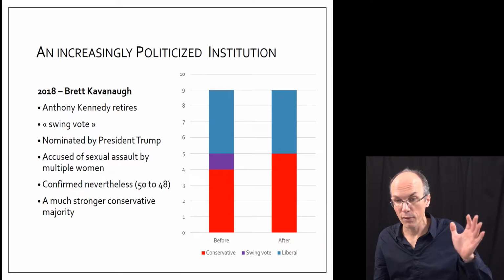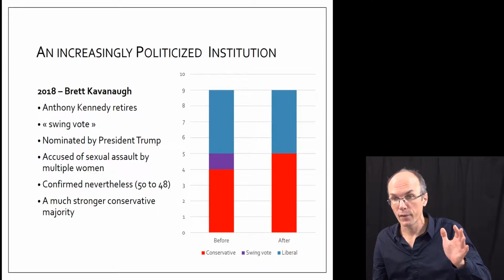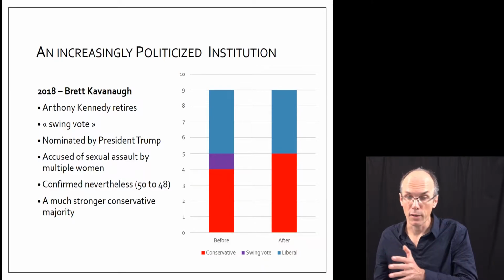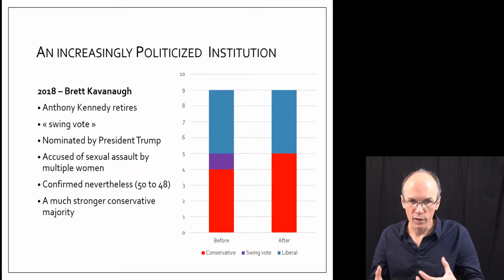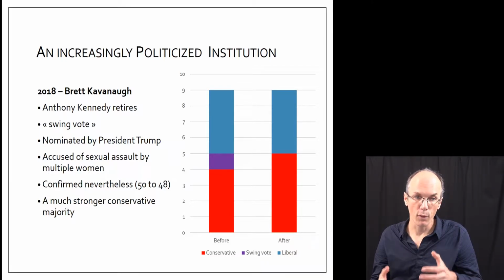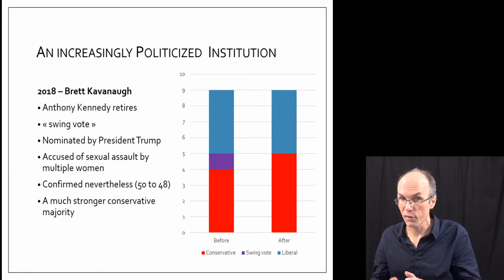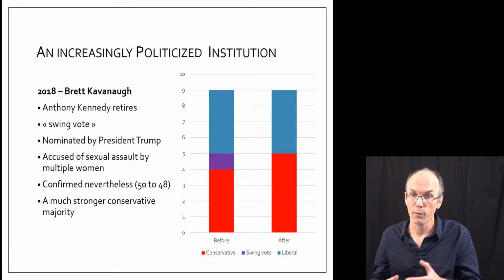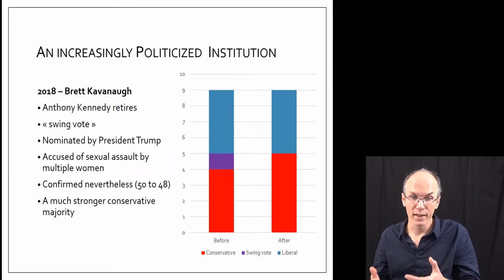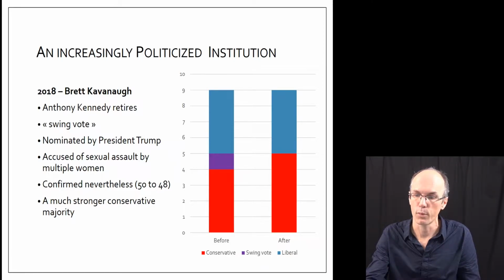Now Gorsuch 55, Kavanaugh 50 to 48. So you can see the increasing political division around the US Supreme Court. And it matters a lot because, again, these people are going to be here for a long time, and it means that the US Supreme Court is now, and for the foreseeable future, a very conservative institution, which means that, for instance, the right to abortion is widely considered to be under threat because it rests on a Supreme Court decision.